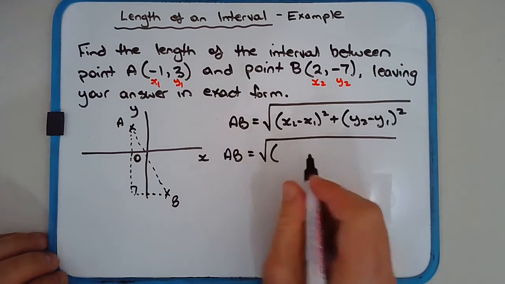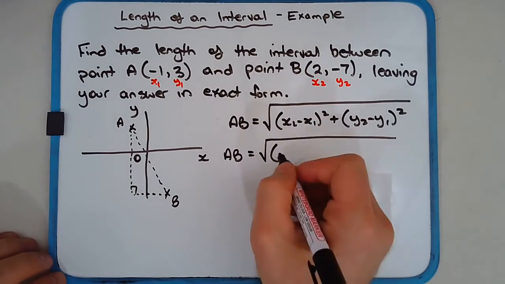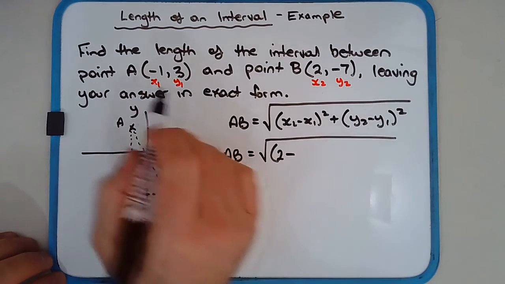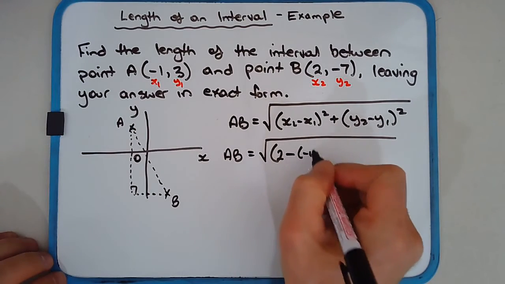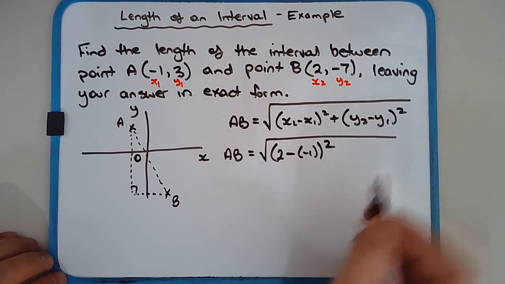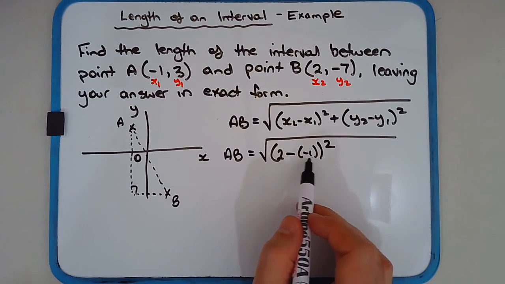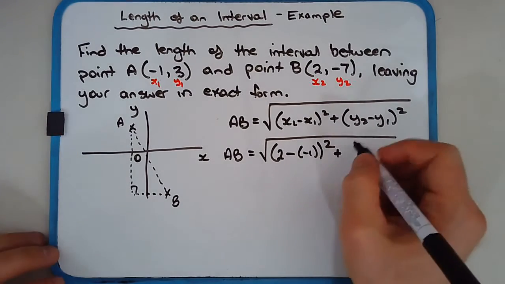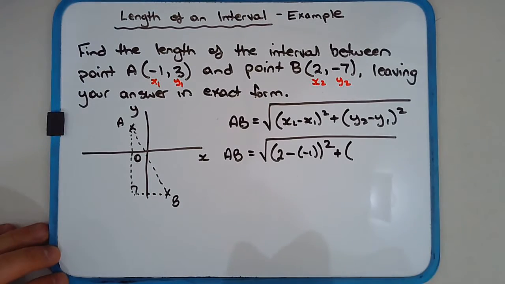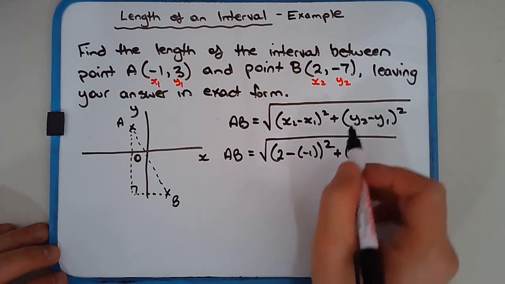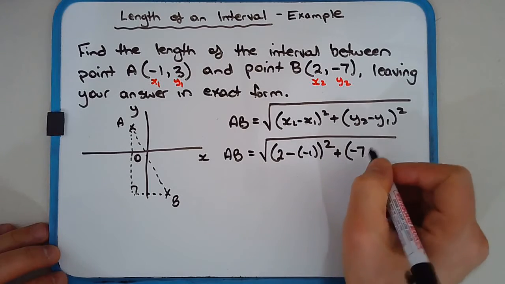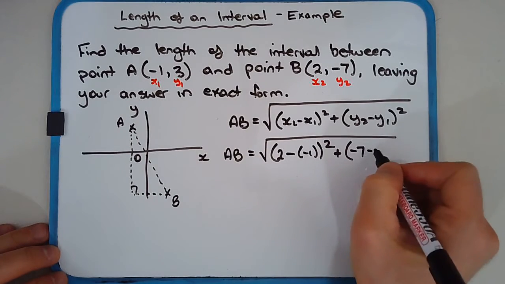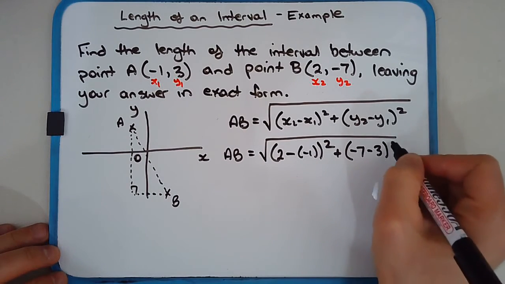Now x2 minus x1, so that's going to be 2 minus, now x1 is -1, all squared. So it's 2 minus -1 all squared. Obviously 2 plus 1, so it's going to be 9. Plus the difference in the y coordinates all squared. So it's y2, so it's going to be -7 minus 3. So it's y2 minus y1 all squared.